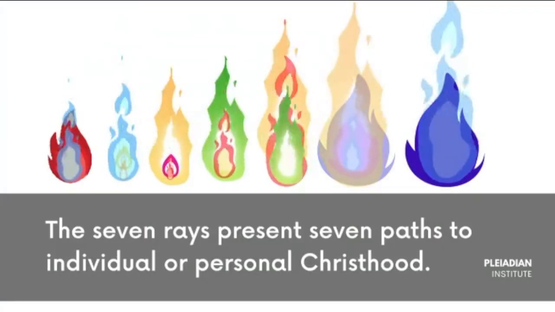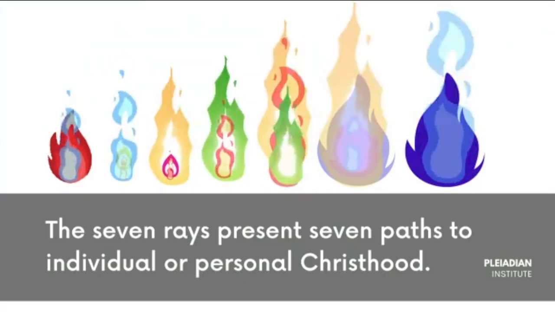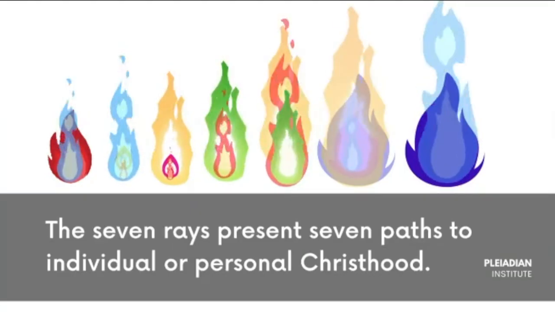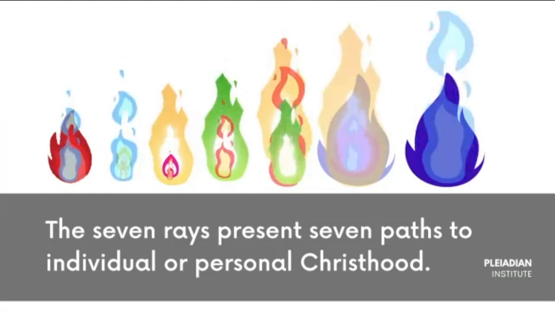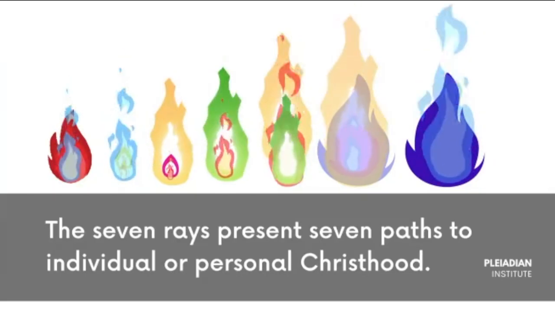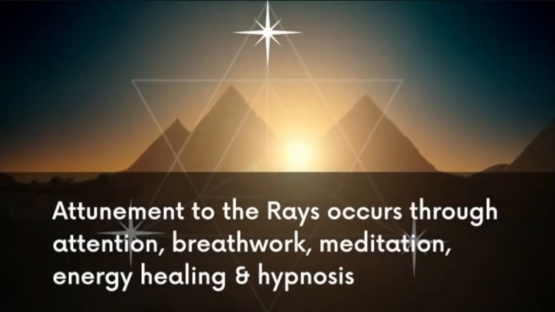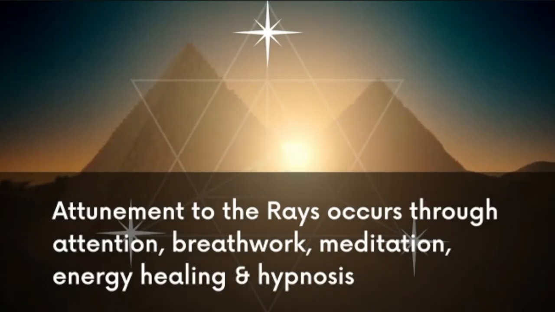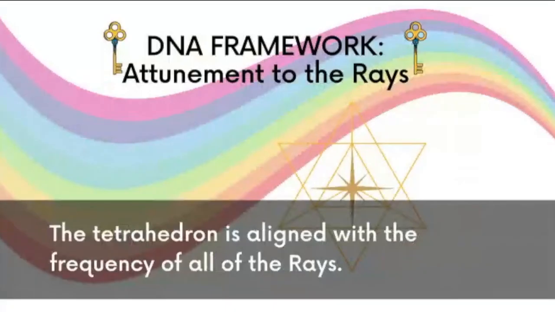These 7 rays present 7 paths to our individual alignment with the Christ light, also called Christhood. So there's a way that we become one with the light of Christ. And the journey takes place through the rays. Attunement to the rays occurs through our attention, through our breath work, through our meditation, and through the energy healing and hypnosis process that we move through in our attunements.